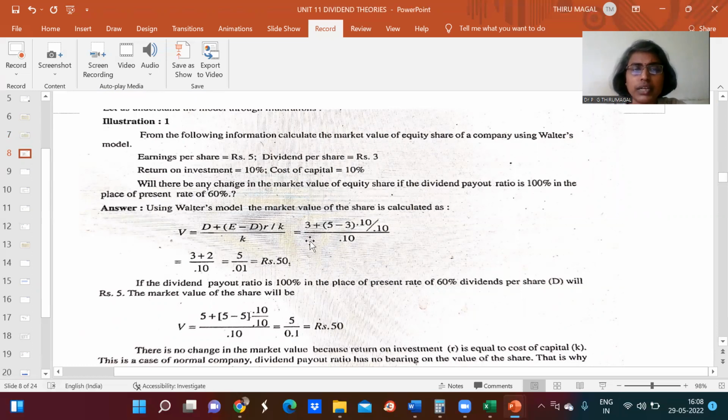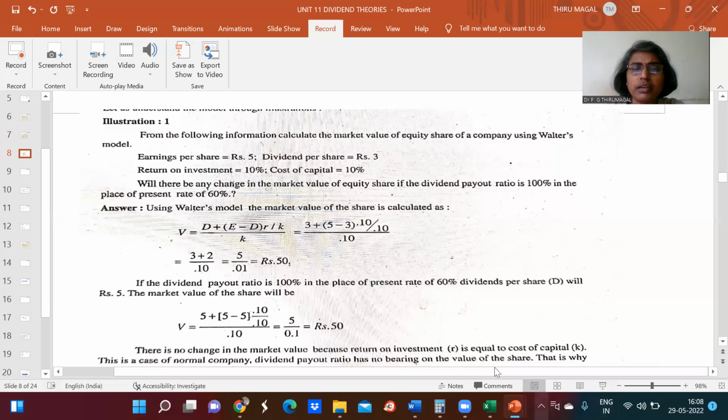So now, using Walter's model, the market value of share can be calculated as P or V. Depending upon the symbol we use, that's not an issue. So V equals D, dividend per share, plus E minus D, that is EPS minus dividend, into R by K, the whole divided by K. D, that is dividend per share, is 3, which is given in the problem, plus E minus D, that is earnings per share 5 minus dividend per share 3, into R by K, 0.10 divided by 0.10, the whole divided by 0.10.